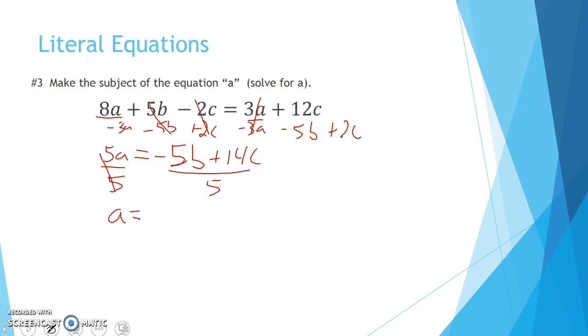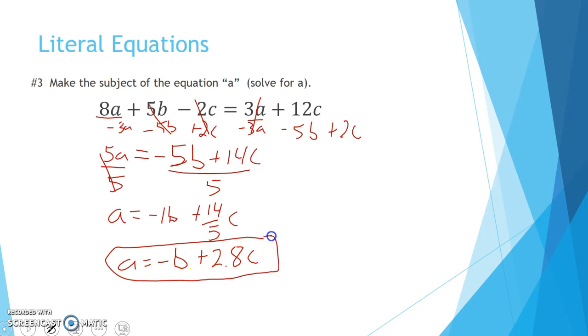But if I divide both of the coefficients here by 5, I could say that this is the same thing as negative 1b plus 14/5 of a c. Another way I can write this would just simply be to say that a is equal to negative b plus, I could keep the fraction 14/5, but that's the same thing as 2.8c. All of those are correct responses, and I would accept all of those. So that is number 3. Let's continue to move on.